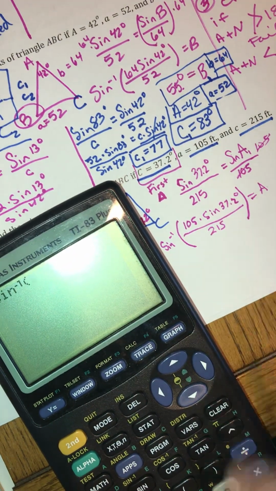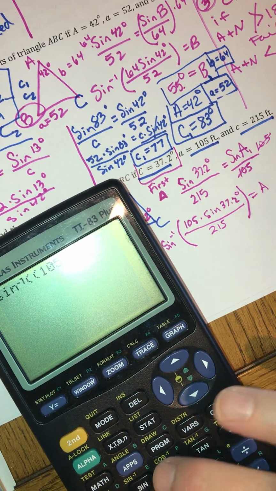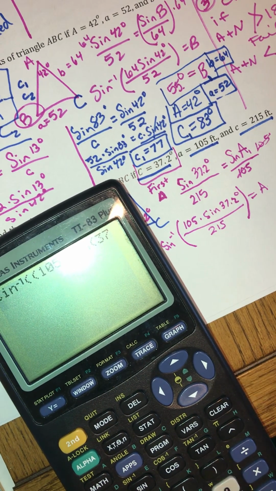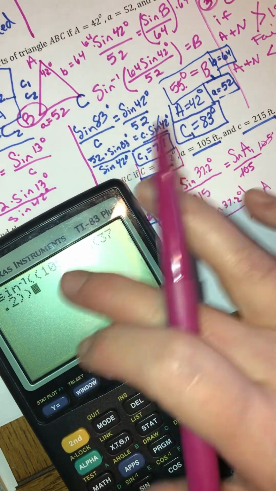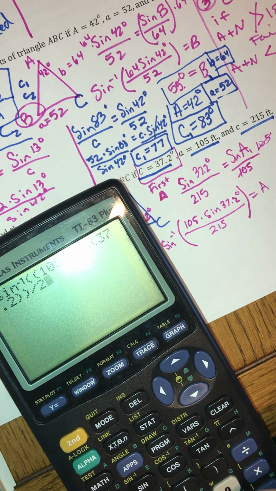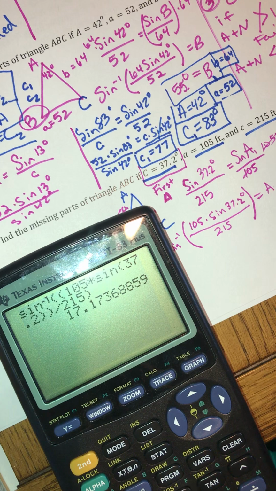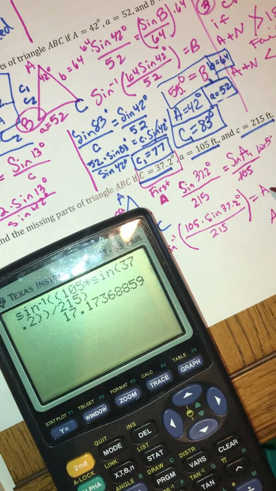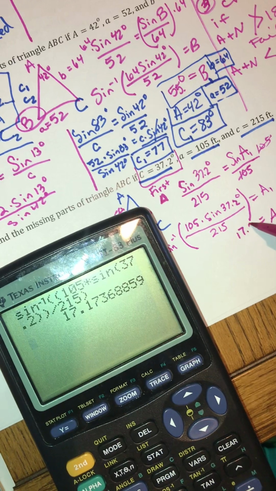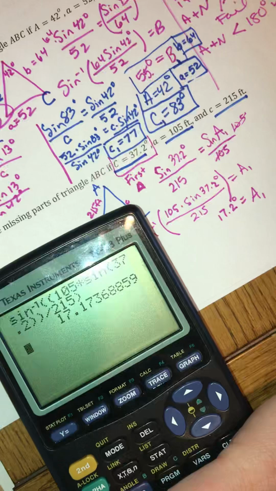Sine inverse, 105 times sine of 37.2, notice in that decimal place, in parentheses for sine, in parentheses for the numerator, divided by 215, in parentheses for sine inverse. Okay, I get 17, and I'm going to keep a 0.2 this time. So my A1 is 17.2 degrees. Is that my only angle? Is this my only triangle? Maybe. Let's do a little bit of work.